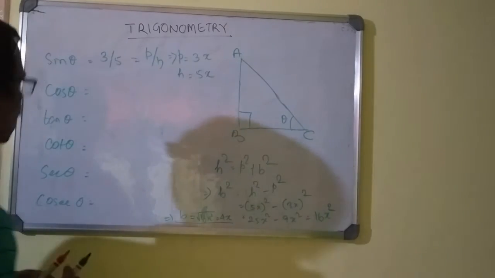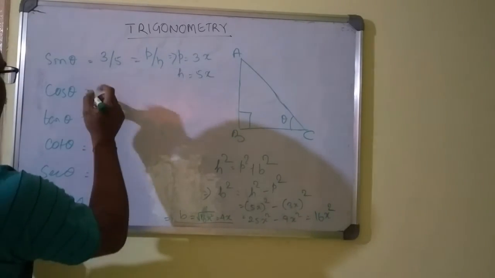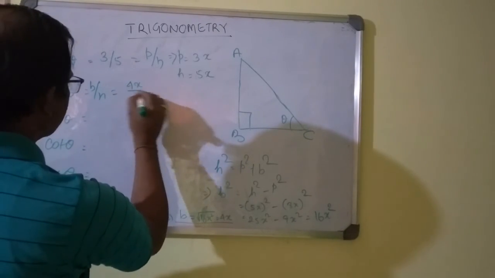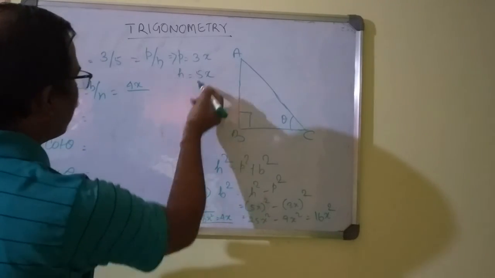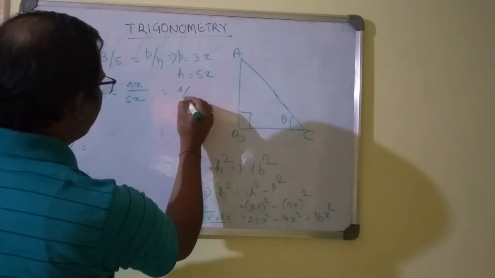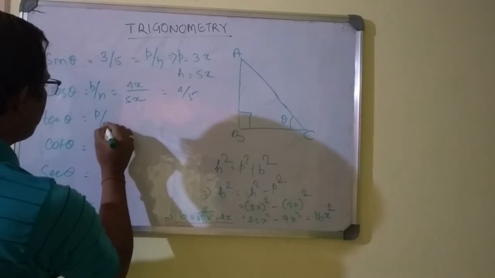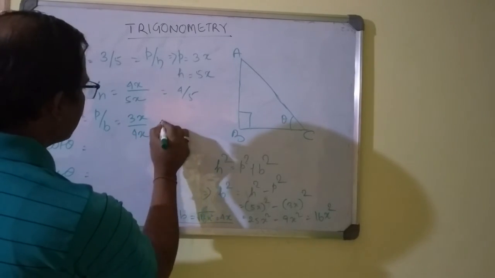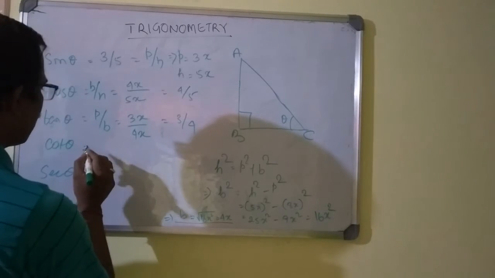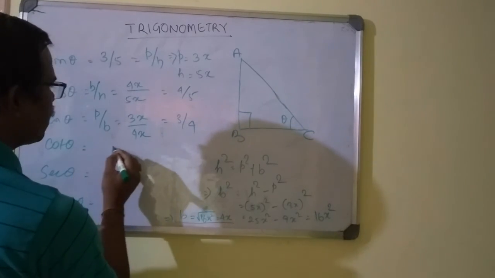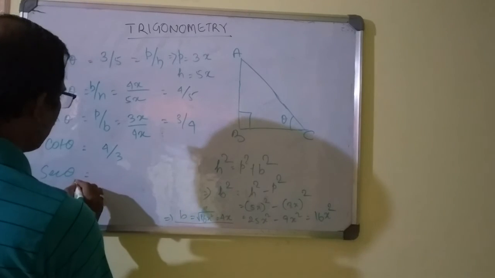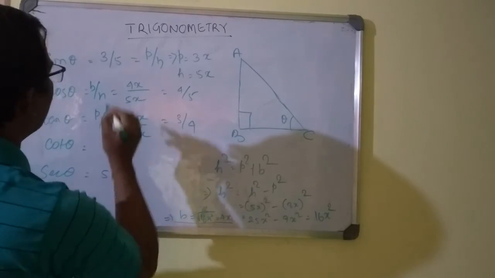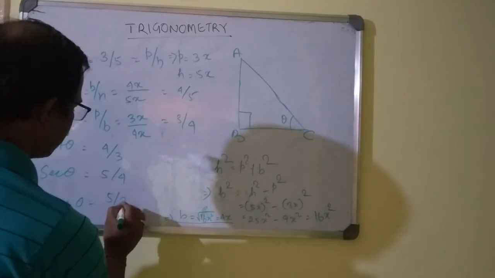So once you figure out B is equal to 4x, the rest of the things become easier, because cos theta will be B by H, and you can just put the values: B is 4x and H is 5x, which gives 4 by 5. Tan theta is equal to P by B. P becomes 3x and B becomes 4x, so this is equal to 3 by 4. And cot theta, again, will be the reciprocal of tan theta, so it will be 4 by 3. Sec theta will be the reciprocal of cos theta, so it will be 5 by 4. Cosec theta will be the reciprocal of sin theta, and it will be 5 by 3. So easy.